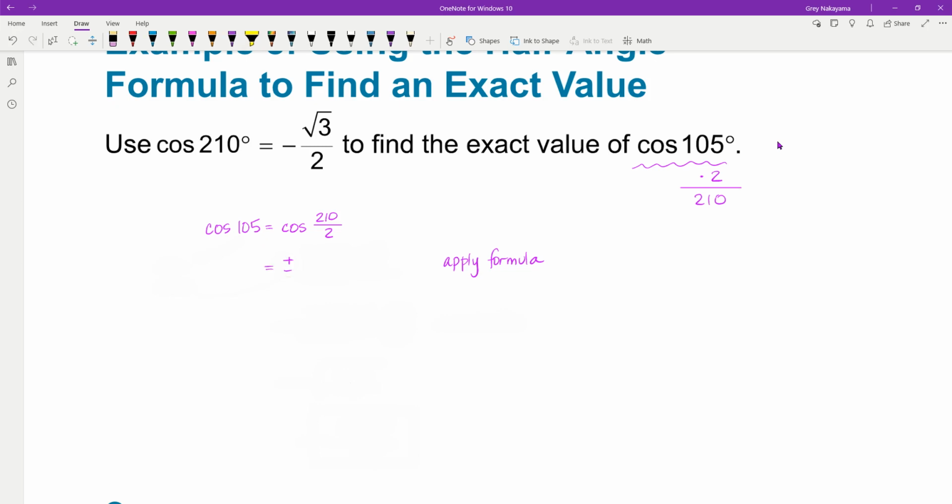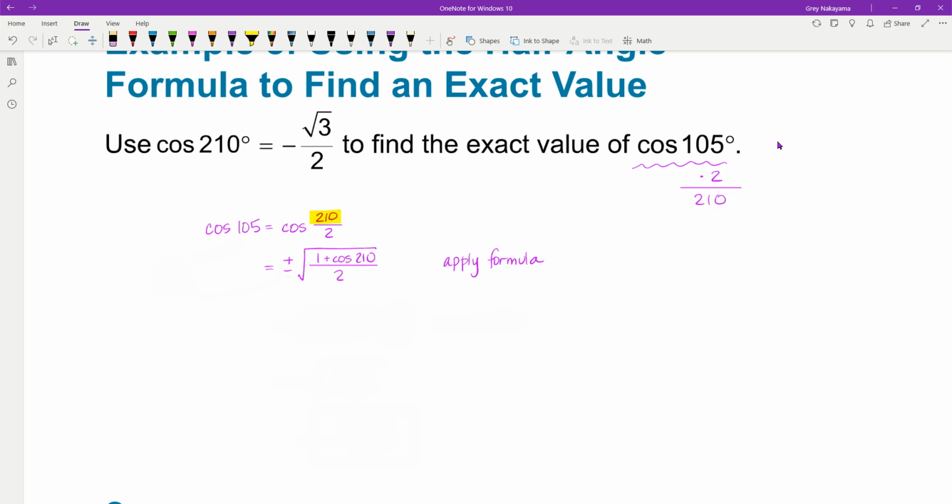Is equal to plus or minus the square root of 1 plus the cosine of the angle. And this is the angle because you want to use the one that you know. So it's the cosine of 210. Now, we have to decide whether we want the plus or the minus.